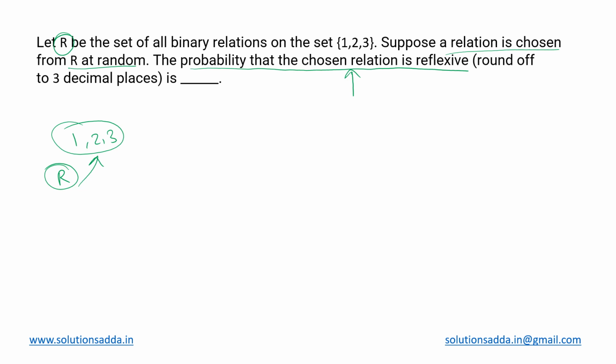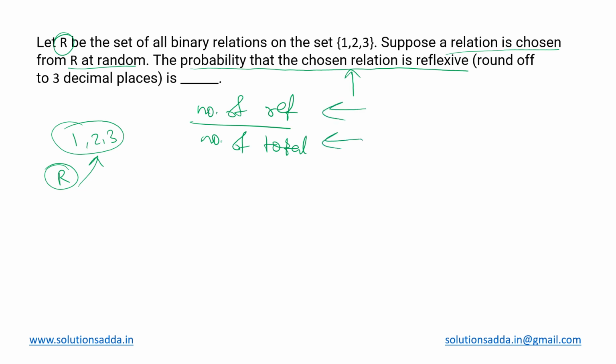So how will we proceed for this? We know that it's simply a probability question. We will find out the number of reflexive relations and we will divide that by the number of total relations. That is what will give us the probability of a relation being reflexive. So now we need to find out both of these things independently. So how will we do that?